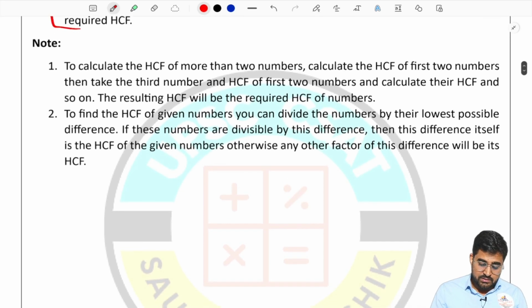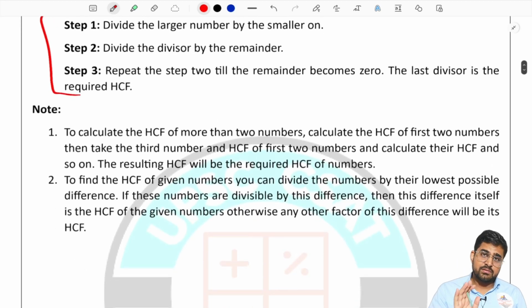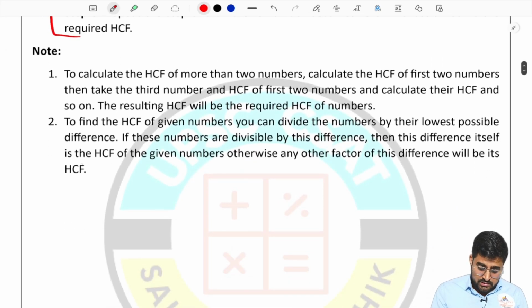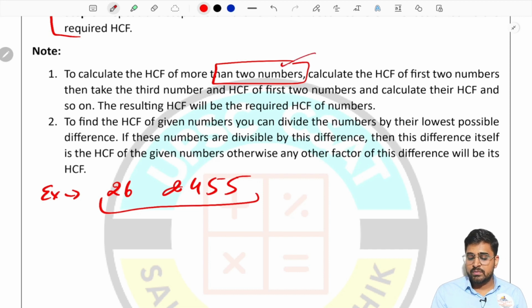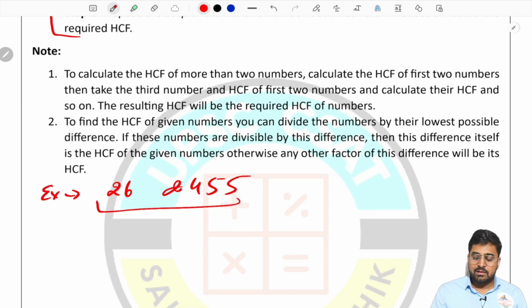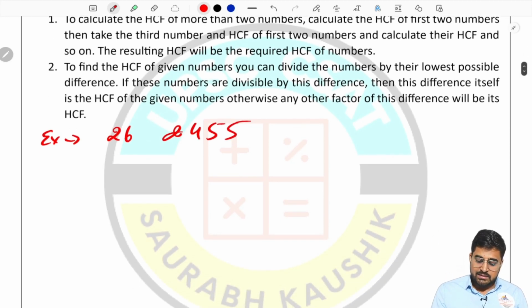Let's start this with an example. First, with the simplest one. Let's take a simple example: 26 and 455. Why, sir, are you taking two numbers? Because according to this, we have to take two numbers first, then move to the third one. So for the time being, we are taking two numbers. Then we will move to three numbers. I just want to show you how HCF works.